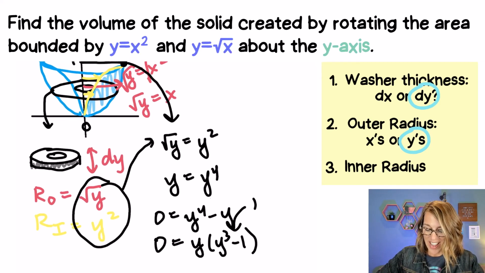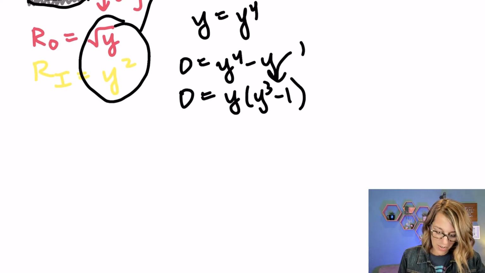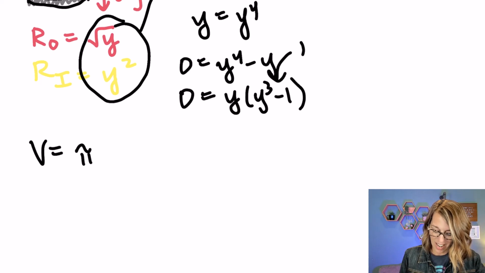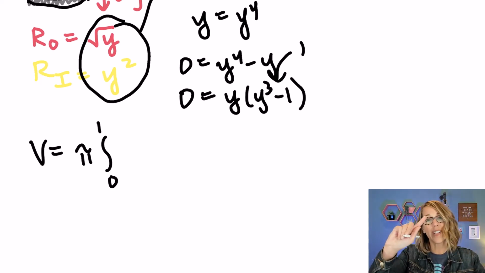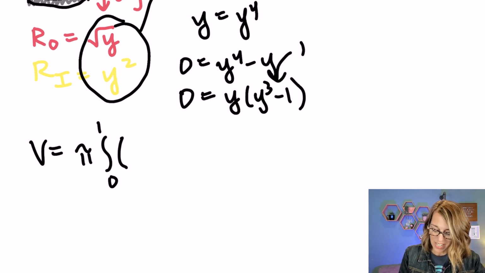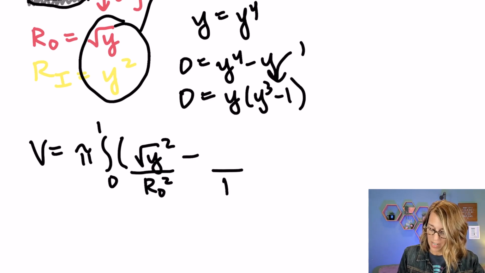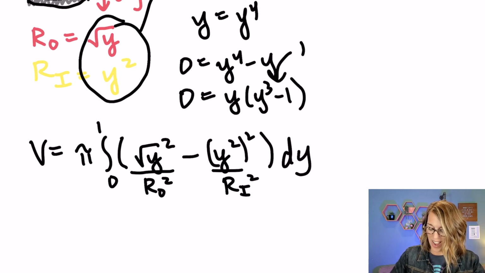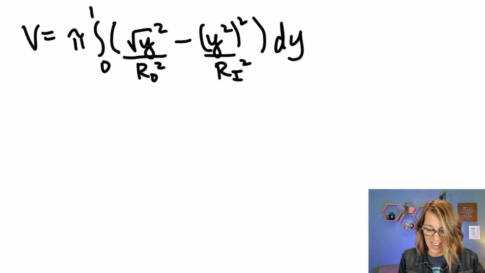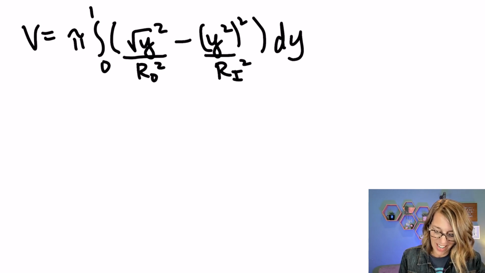Let's put everything now together into our volume. So my volume is, I'm going to take that pi on the outside, and I'm going from 0 up to 1, my highest y value. Inside the parentheses, I want my outer radius squared. That outer radius is the square root of y, so the square root of y squared, minus my inner radius squared. That one is y squared, so y squared all squared, dy. At this point, I'm always feeling super good because I know that I just have simplifying and integrating left to go. So this thing gets a lot nicer as we go.